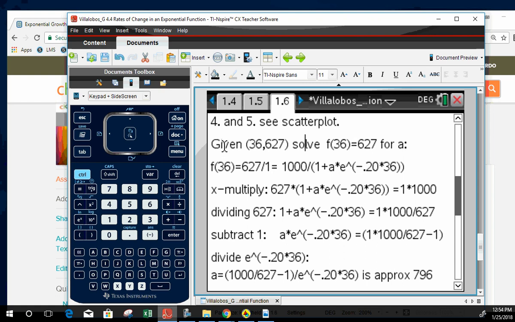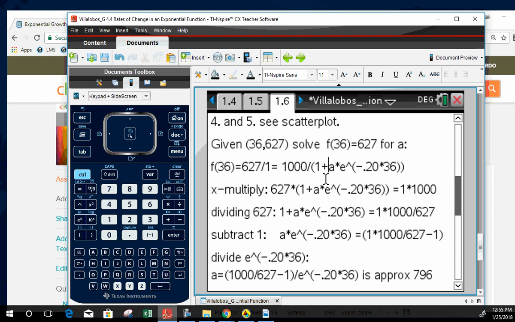And with that, I give the problem given 36, 627, and I could add more decimal places here to be more accurate, but basically I have to solve f of 36 equals 627 for a. Then I substitute, then I cross multiply, then I divide by 627, I subtract 1, and I divide by this expression here, because you are going to get this 1,000 multiplied by this whole thing. It's going to go here.